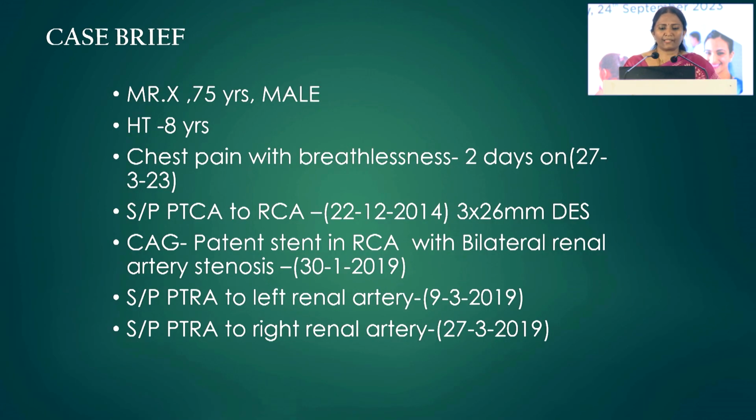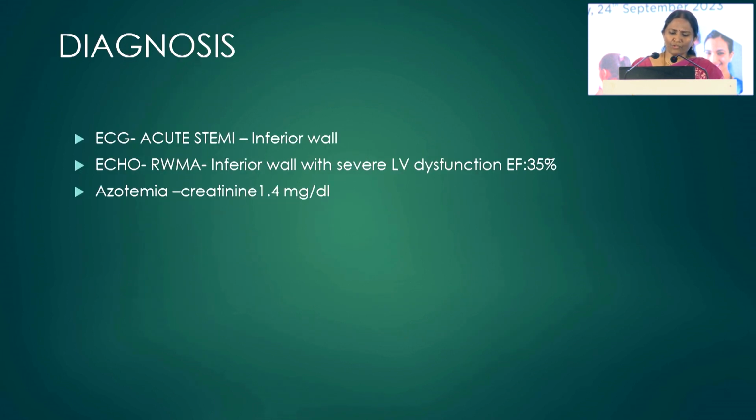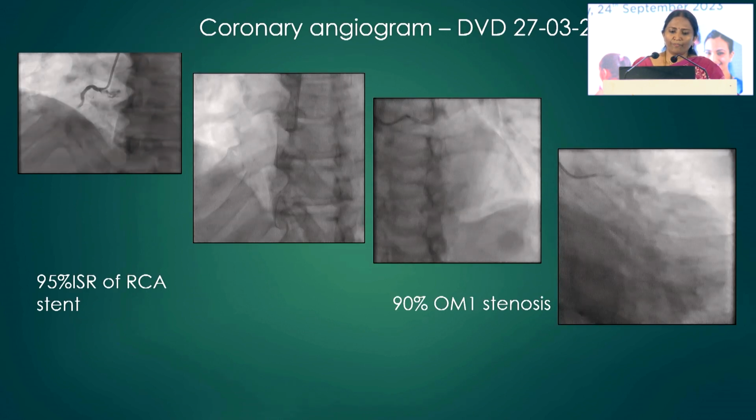So this is a case, a 75-year-old male who has had hypertension for 8 years, came with chest pain and breathlessness in the month of March. He already had a PTCA to RCA in 2014, and a check angio done in 2019 showed a patent stent in RCA. By that time, he developed bilateral renal artery stenosis, and both were stented. So this time, a diagnosis of acute inferior wall MI was made, and also he had creatinine of 1.4 milligram per deciliter. So we proceeded with the angiogram.